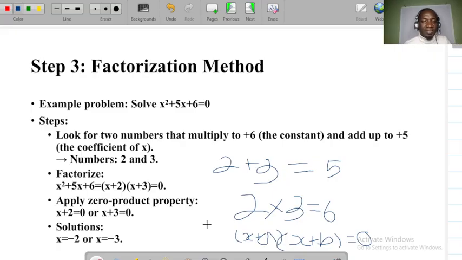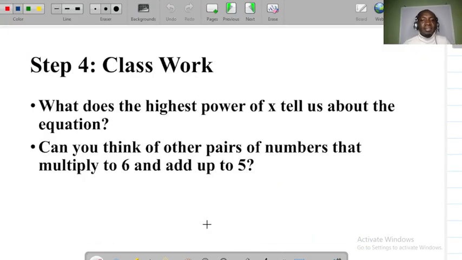So any question before we proceed? Any question? Is there any problem? Any explanation you need me to do further? Okay, since there is none, let's move to the next step. The next step is the classwork and this class activity. You have two questions here. The first is, what does the highest power of x tell us about the equation?